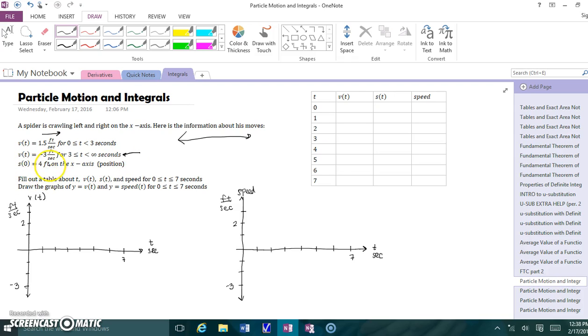S of 0 equals 4 feet on the x-axis. Remember, S means position. It can be x, but usually it's S. So that's position. He starts at 4 feet on the x-axis. What I want you to do is make a table with time, velocity, position (this is position, it's not speed), and speed right here. Fill it out for the first 7 seconds, and then sketch the graphs of velocity and speed for the first 7 seconds. So pause the video now and do that, and then you can come back and check your answers.